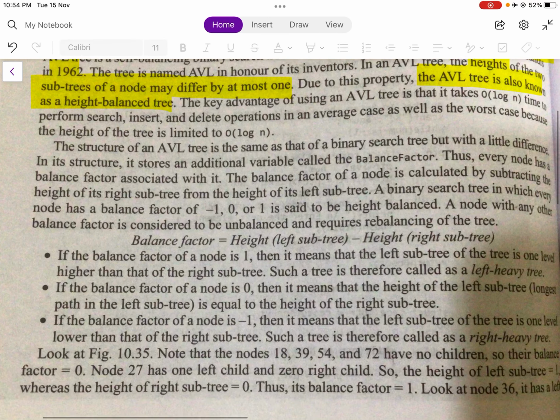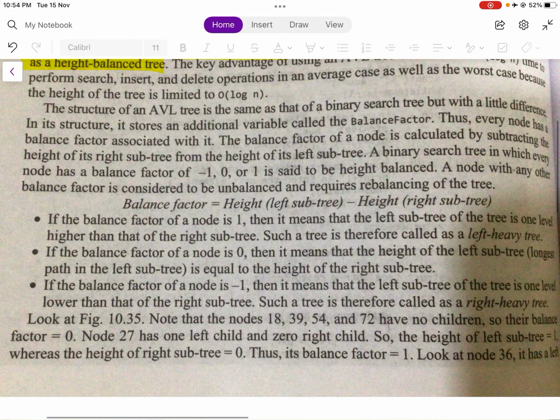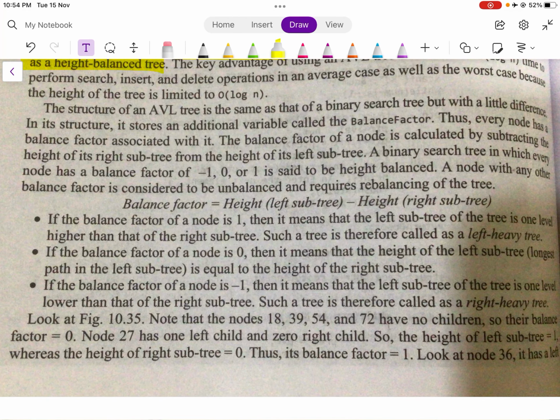The structure of an AVL tree is the same as that of a binary tree, but there are a few differences. In its structure, it has an additional variable called the balance factor. Thus, every node has a balance factor associated with it. The balance factor of a node is calculated by subtracting the height of the right subtree from the height of the left subtree. So, left minus right subtree height gives the balance factor.